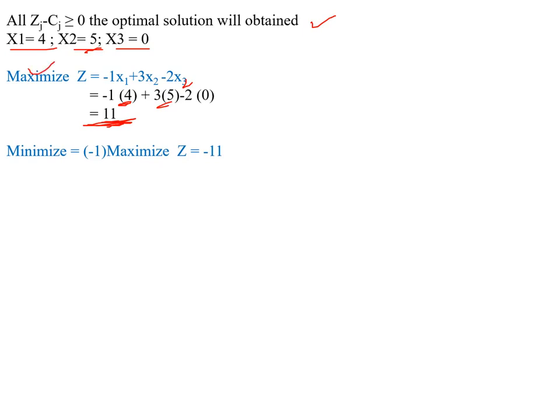But the given problem is minimize z. So for the minimize objective function, once again we have to multiply the maximize value with minus 1. So maximize z, that is minus 1 into 11. So the answer is minus 11. So this is the optimal solution, and the minimize z value is minus 11.